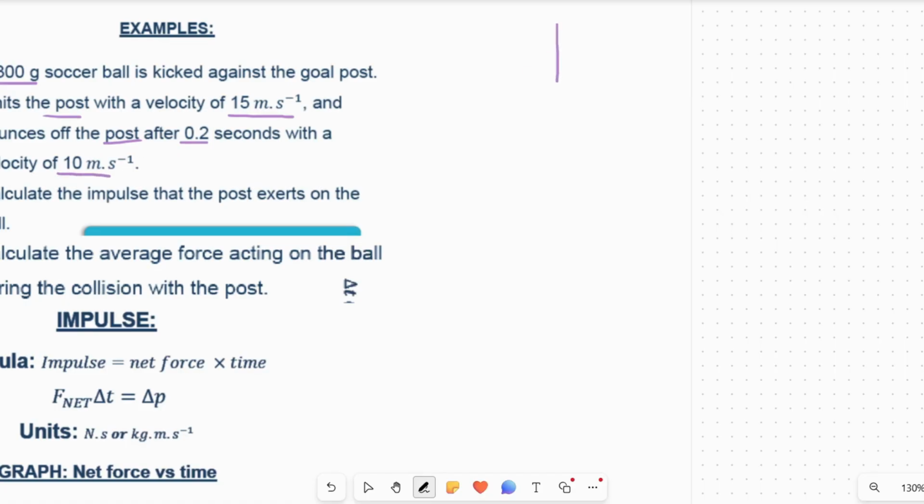So now when you're looking at that, let's say this is going to be our post, and this is a soccer ball. The ball was kicked against the post. The velocity that it was kicked with is 15 meters per second. When the ball hits the post, it takes about 0.2 seconds in contact with the post. After that it bounces back with a speed of 10 meters per second. So that is what we know there.